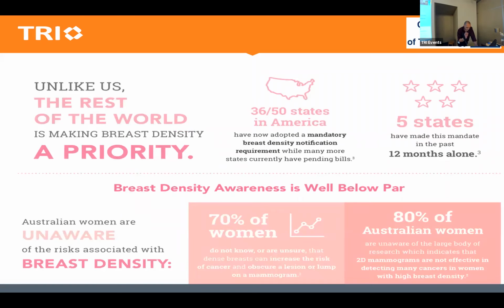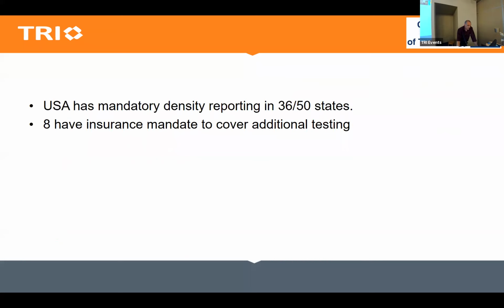There's a lot of fairly emotional headlines about you must know your density, you must therefore know your risk. The problem is that we don't really have a good solution for what to do with these women. So if a woman has a high background mammographic density, does that mean that she should also be having ultrasound screening? Does it mean that she should be having MRI screening? What does it mean? And so it's an area that the US has gone down the consumer line.